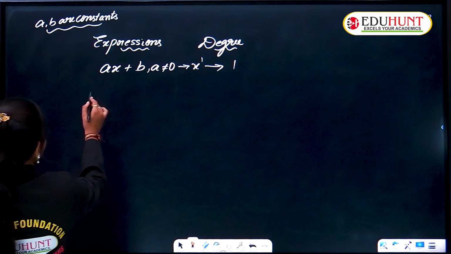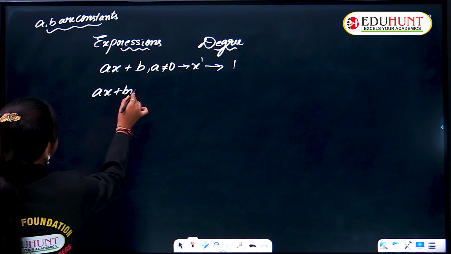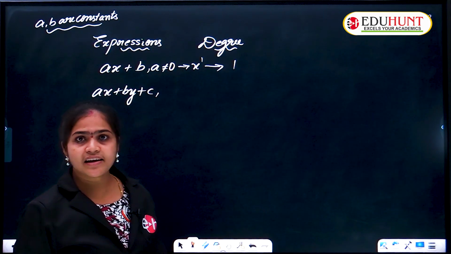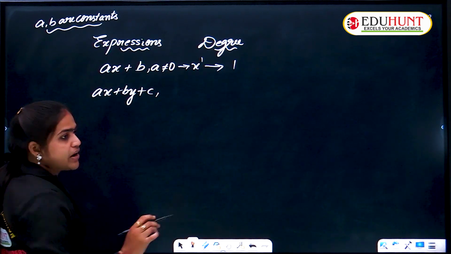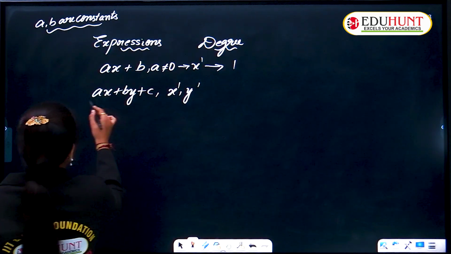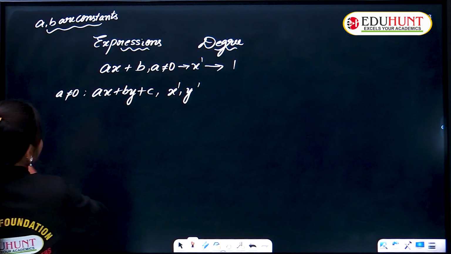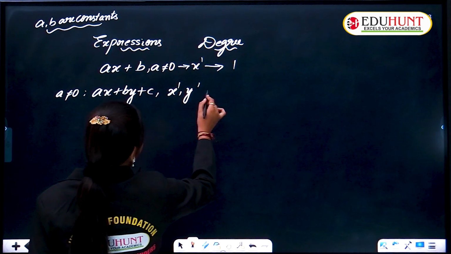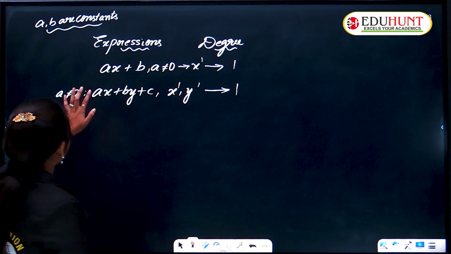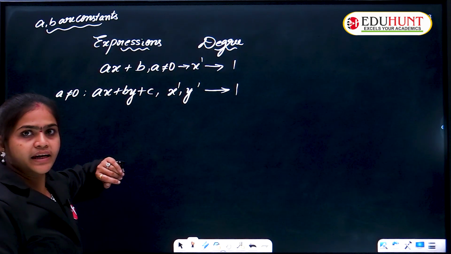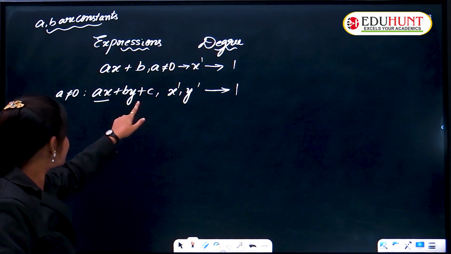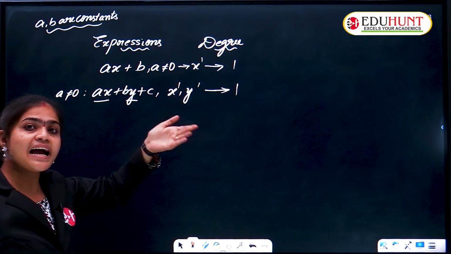Understood? In the same way, ax plus by plus c, where a, b, c are constants and x, y are variables. Here x power 1, y power 1, and a is not equal to 0. What is the degree here? The degree is again 1 only. Why? Because in ax plus by, there are two different terms. The power of this term is 1, the power of that term is 1, so the highest power is 1 only.